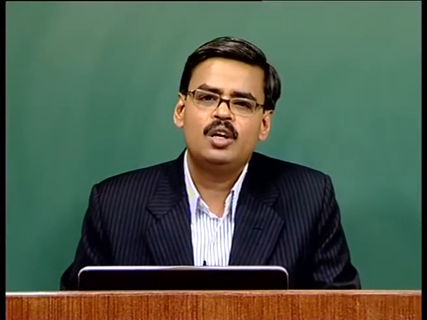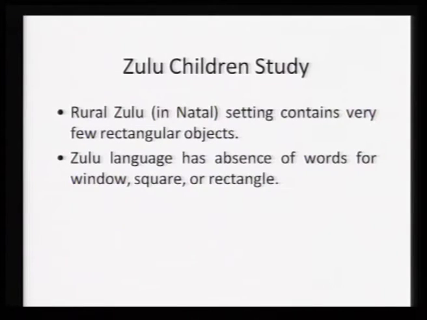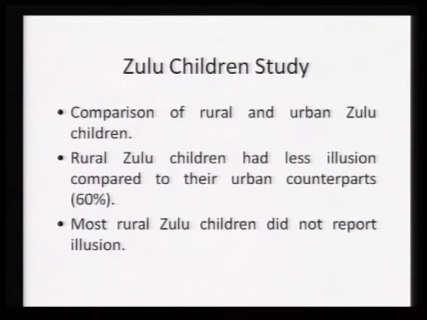What happens to those people whose environment does not have rectangular objects? In this study conducted on the rural Zulu population, it was found that their language also has an absence of words like window, square or rectangle. Now, when they were compared with the urban Zulu children, a different result was observed. The rural Zulu children had less illusion compared to their urban counterparts, and the difference was approximately 60%.